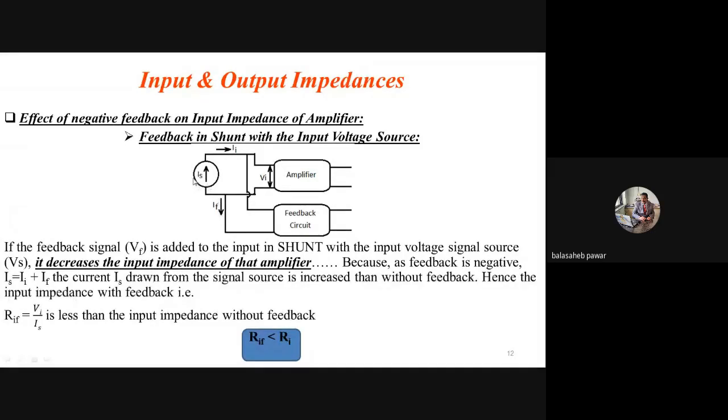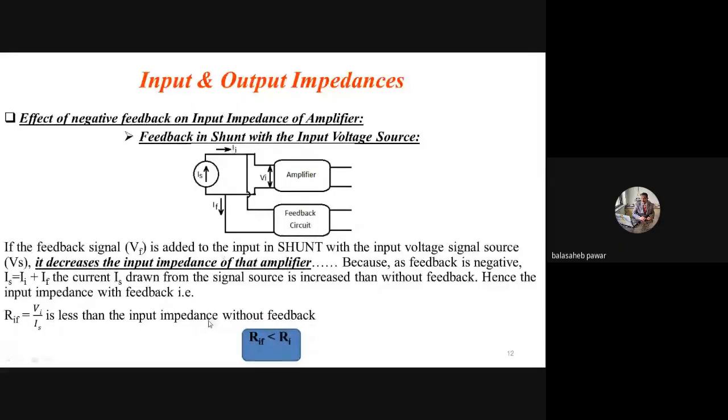Again, that RIF is mentioned as Vi by Is. So whenever negative feedback will get provided, what will be its effect? Just read it over here, as that compared to direction of that Is, Ii and If are opposite, and that's why we can say that Is equals to Ii plus If. The current drawn Is from the signal source gets increased than without feedback. That means whenever we will be want to use the negative feedback, this term will be there. That means If will be there with feedback, right?